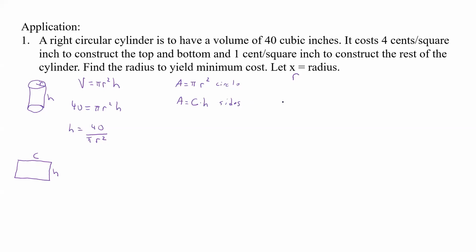And so what is circumference? Do we remember what that is? Well, circumference is equal to 2 pi r. Okay, so that means we can start plugging that in here for circumference. And so area is 2 pi r h.